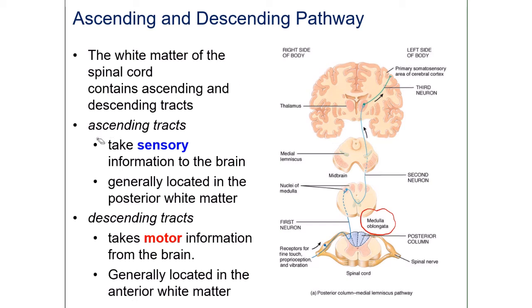Okay, so I'm just going to read this to you. Ascending tracts take sensory information to the brain, and they're generally located in the posterior white matter, whereas the descending tracts take motor information from the brain, and they're generally located at the anterior portion of the spinal cord.